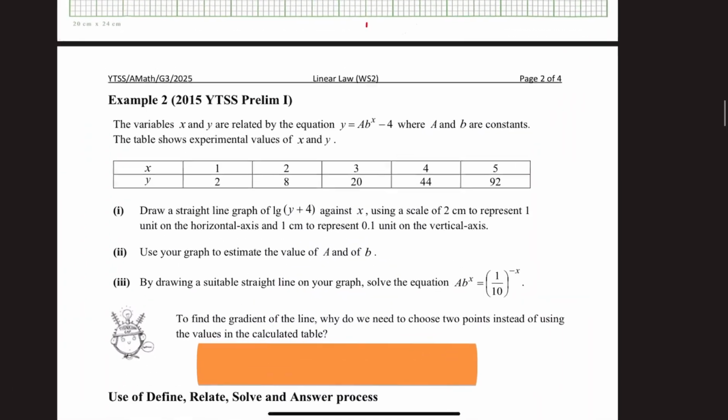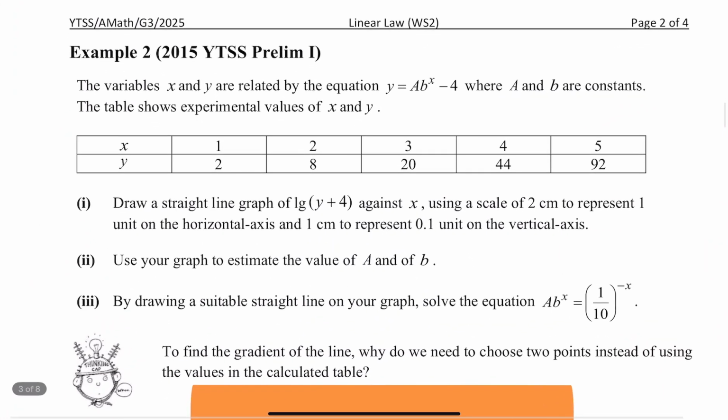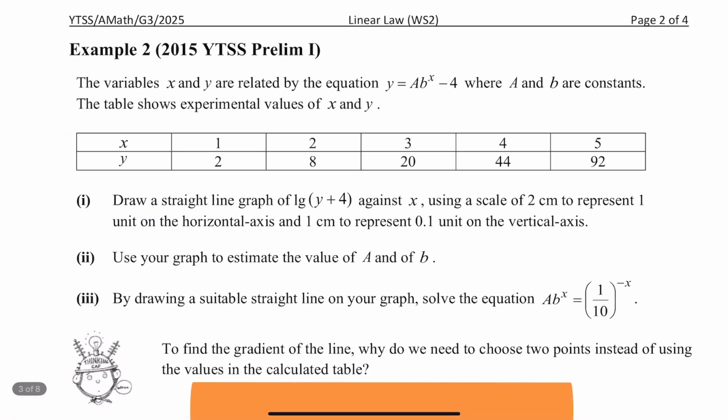Example 2. Let's look at this question here. We are told that these two variables are related by this equation. This equation contains an exponential with an unknown power, whereby a and b are constants and we are given x and y values. Draw a straight line graph of log y plus 4 against x.